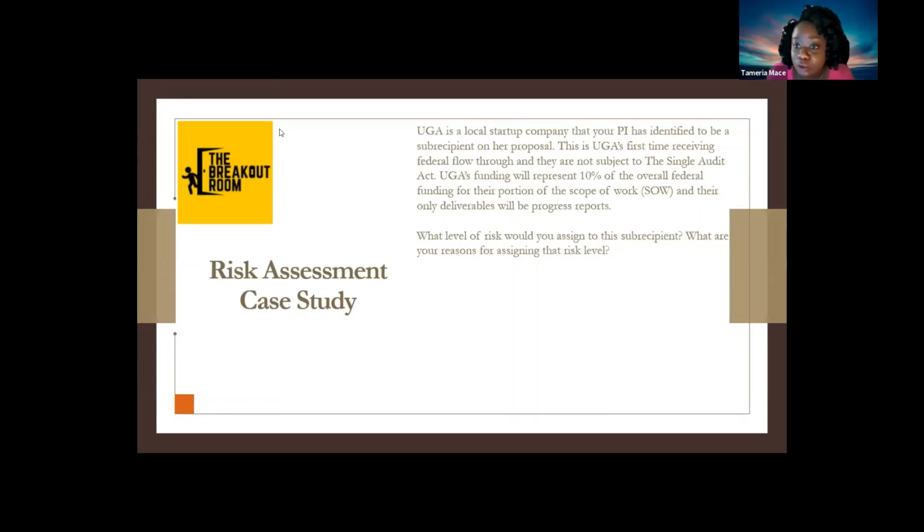So UGA is a local startup company, and your PI has identified them to be a subrecipient on their proposal. This is UGA's first time receiving federal flow through, and they are not subject to the Single Audit Act. UGA's funding will represent 10% of the overall federal funding for the portion of their scope of work, and their only deliverables will be progress reports. So again, with that information, what level of risk would you assign to the subrecipient, and what are your reasons for assigning that level of risk?